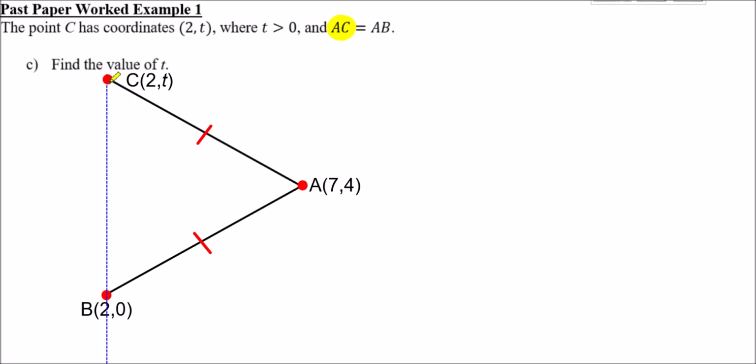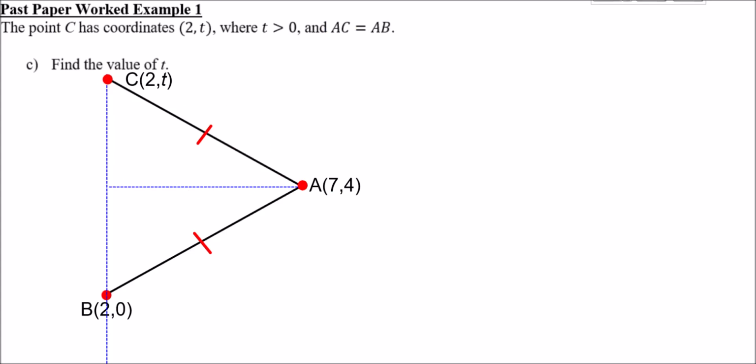So AC is this one, and we're told that's the same as AB, which is this side here. So now we can find the value of t fairly easily. In fact, what we could do is just add a bit more information onto this. If it's not clear enough already, it probably is. So because this is an isosceles triangle, it's going to have a line of symmetry down the middle. So it's going to have a line of symmetry here.